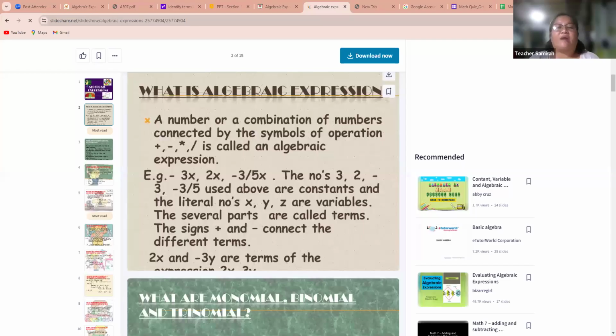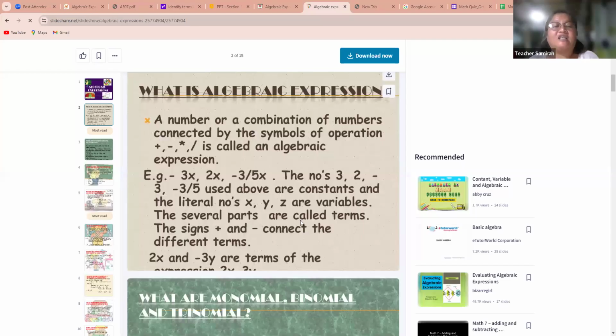sharing the lesson with you. The lesson for today is all about algebraic expressions. Algebraic expression. Look at that. Can you see it now? So what is an algebraic expression?